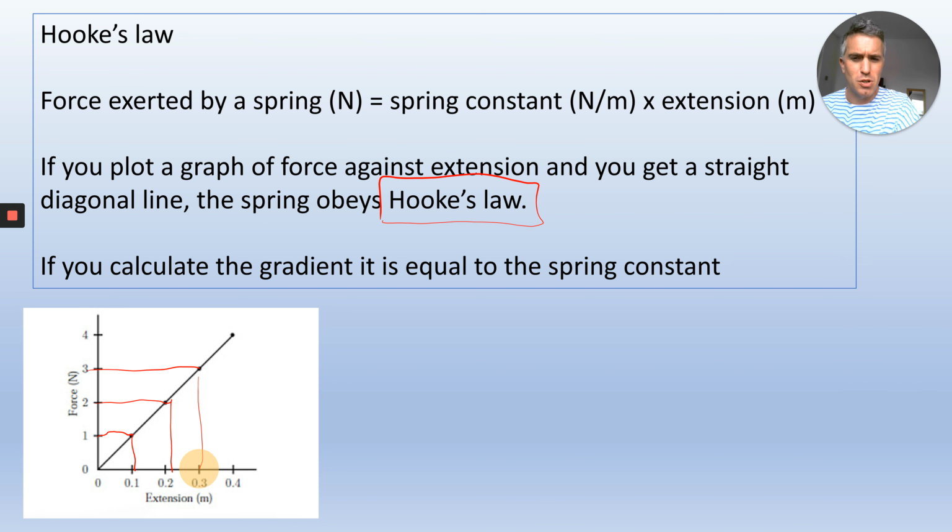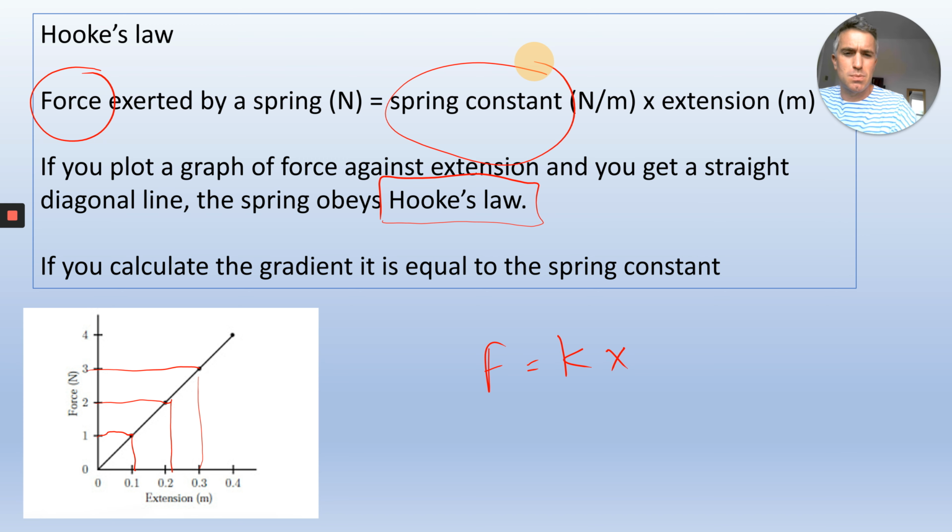And if it's a law, you normally get an equation with it. So F equals kx. And here it is. F is the force that you've put on the spring. k is something called the spring constant. And x is the extension. And the spring constant is just a number related to the spring. It tells you how springy or not springy a spring is.